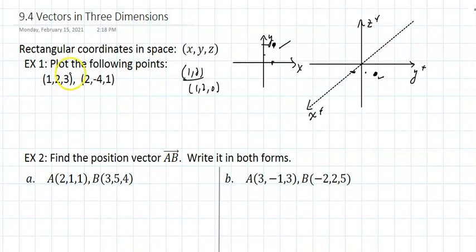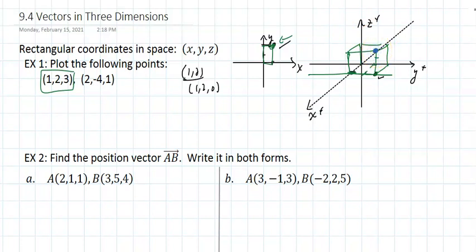So if I wanted the point 1, 2, 3, you go 1 forward, so now you're along this line, 2 to the right, and you would move up 3, kind of like creating a rectangular prism. Just like here, you would create a rectangle to get to a point. That's why it's called the rectangular coordinates. Here, you're creating a rectangular prism just to get to a point.